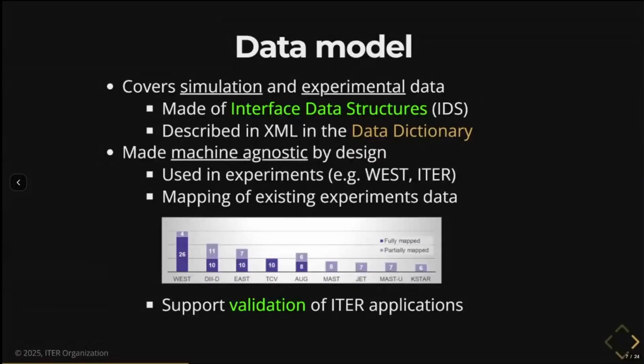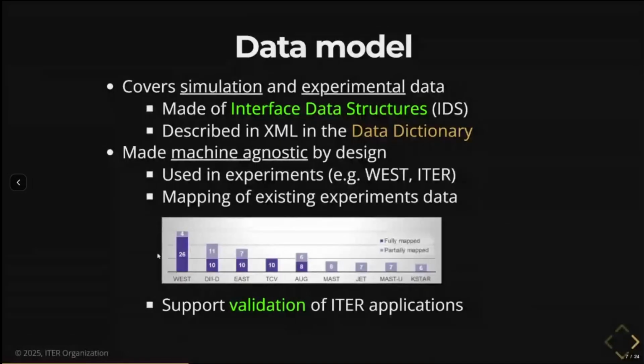We foresee that it will be used, of course, when ITER will be operating, but it can also be used to map existing experimental data. And that will allow us to basically support the validation of ITER applications and IMAS applications on real machine data.